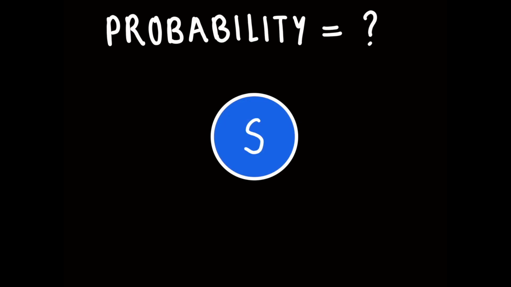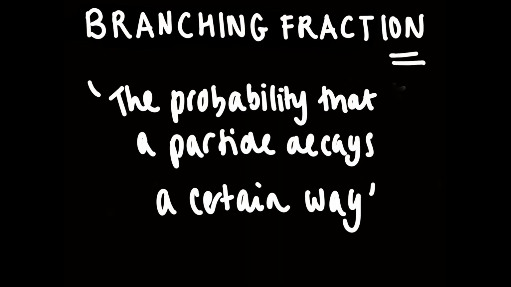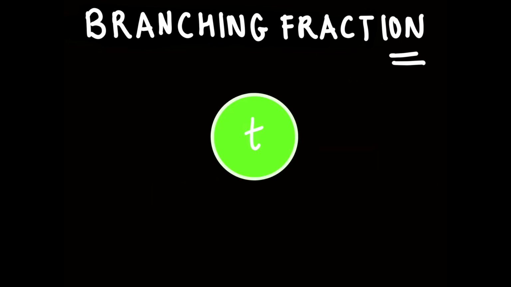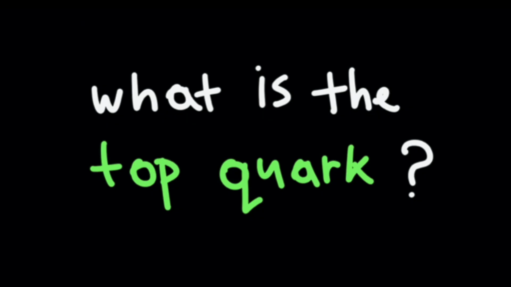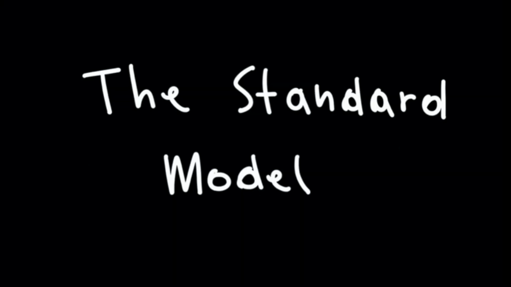To which particles a particle decays depends on probability. The branching fraction, the probability that the collision results in a top quark, is 0.000015%. But what is the top quark? To get a better understanding of this, we first need to take a look at the Standard Model. Currently, the Standard Model is the best theory to describe elementary particles.